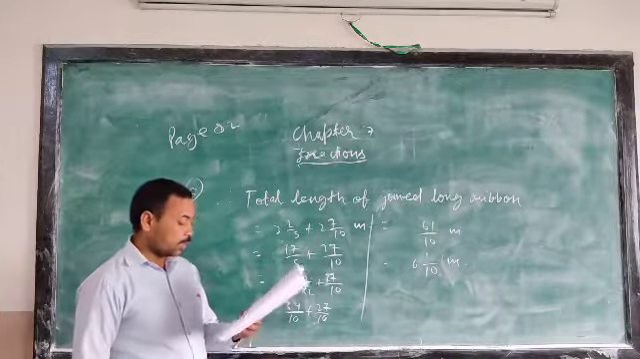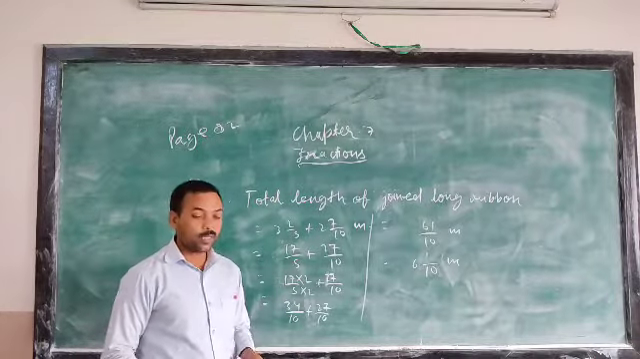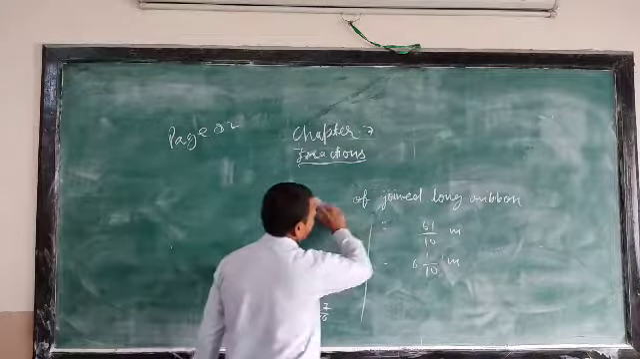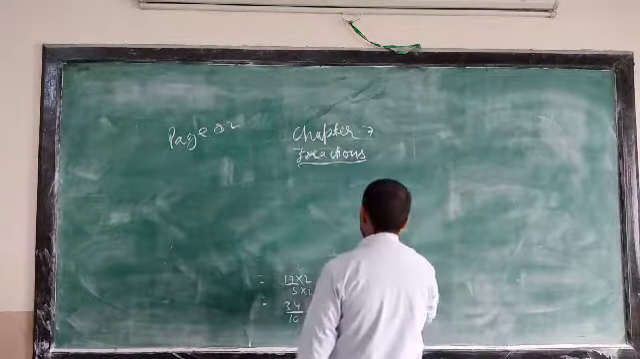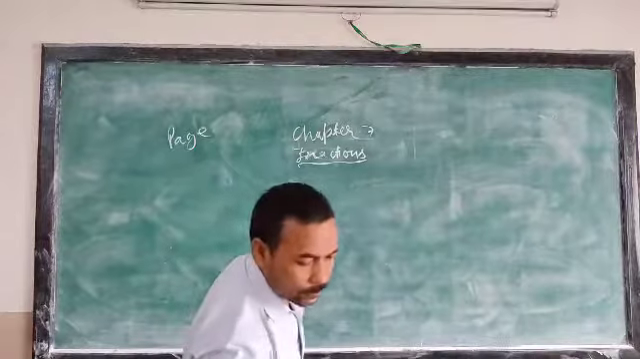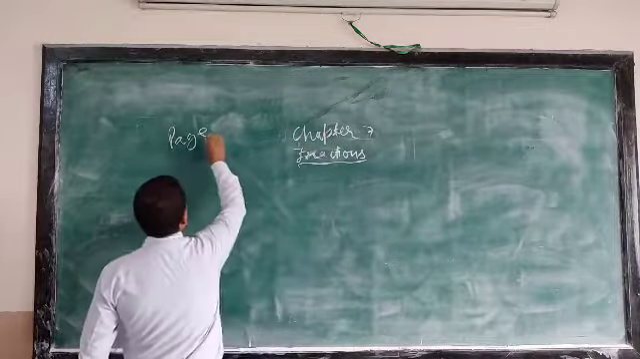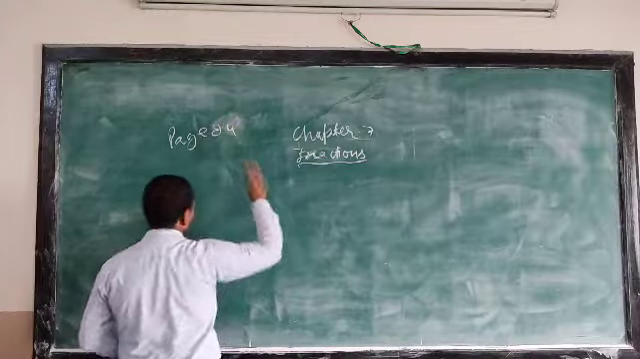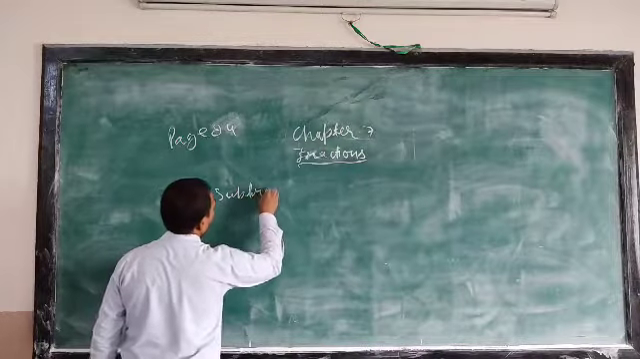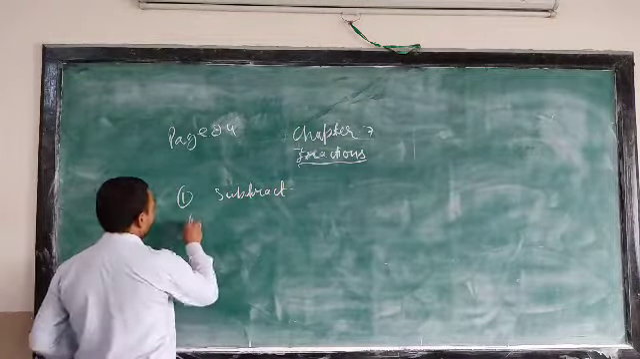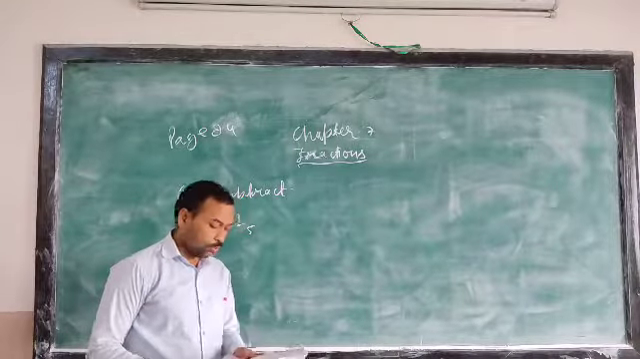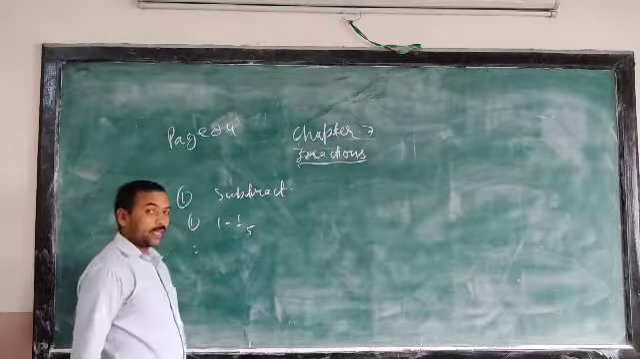I am going to do here answer number 84, how you can subtract a fraction from a whole. Subtract 1 and 1 by 5. How do you subtract a fraction from a whole number? A whole number can be written in fraction form by taking the denominator as 1.